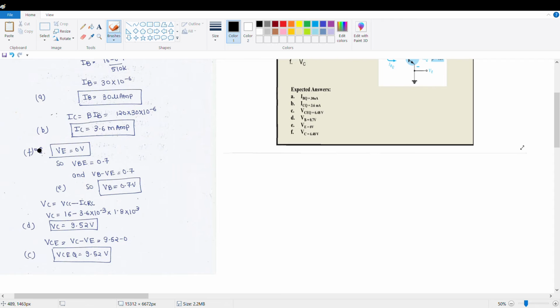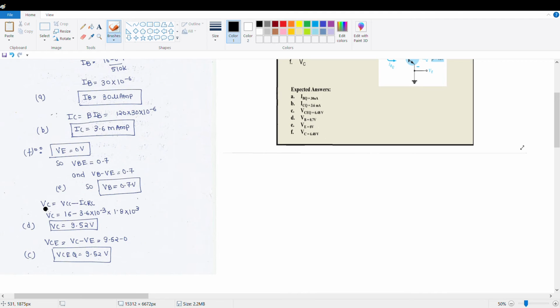So our emitter voltage is equal to 0. Our voltage between base and emitter is equal to 0.7, so VB minus the emitter voltage is equal to 0.7. So we get the value of our base voltage, which is 0.7 volts. So VB is 0.7 and emitter voltage is 0. We get our expected values here.